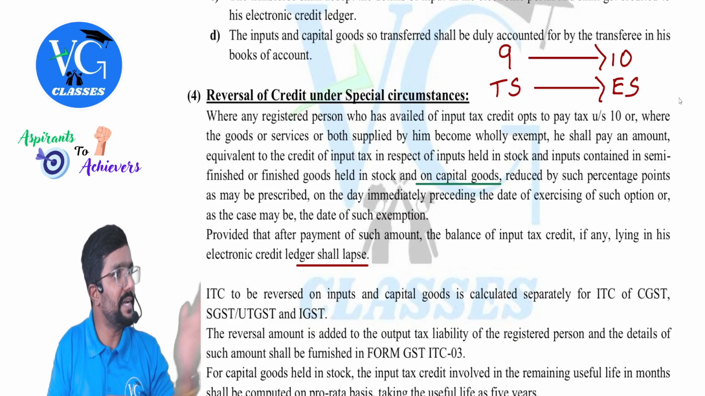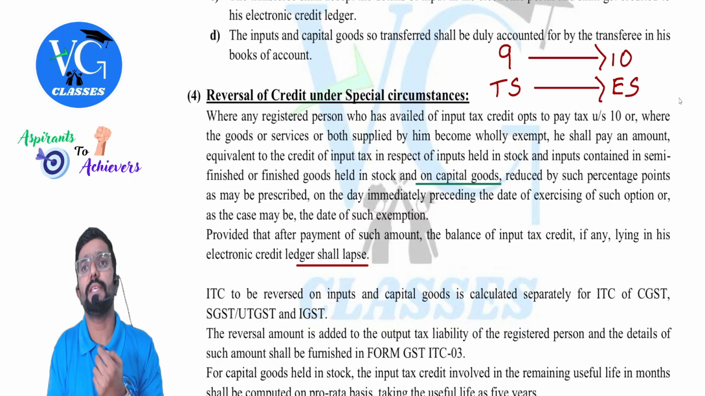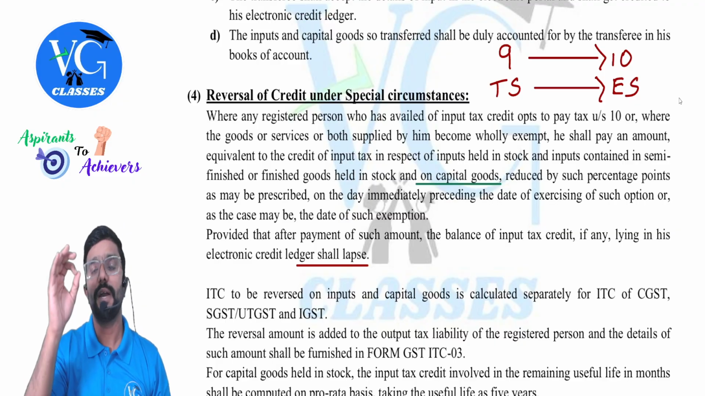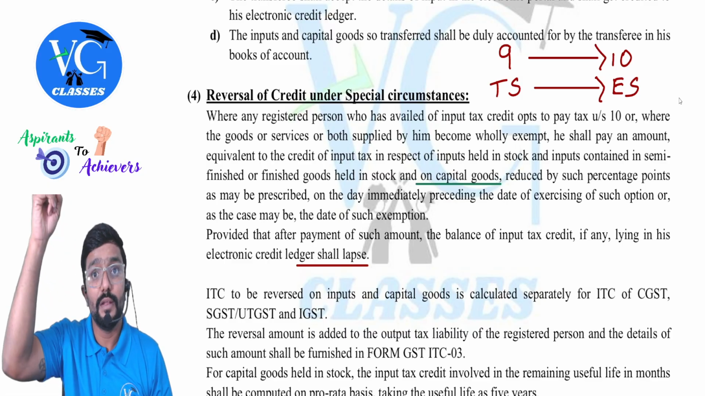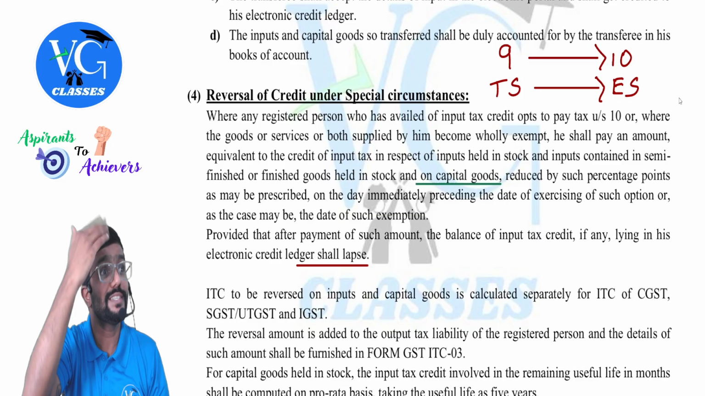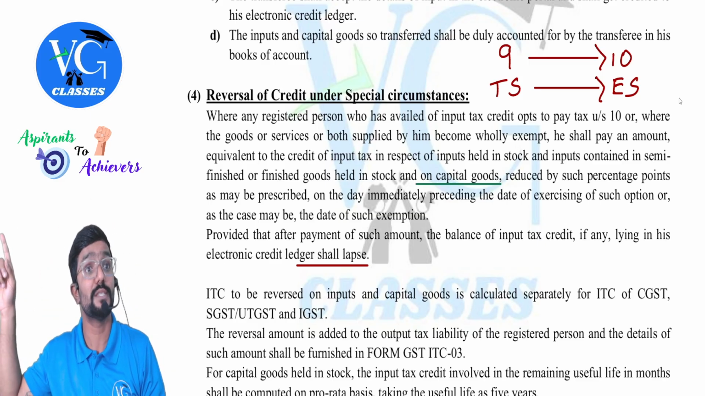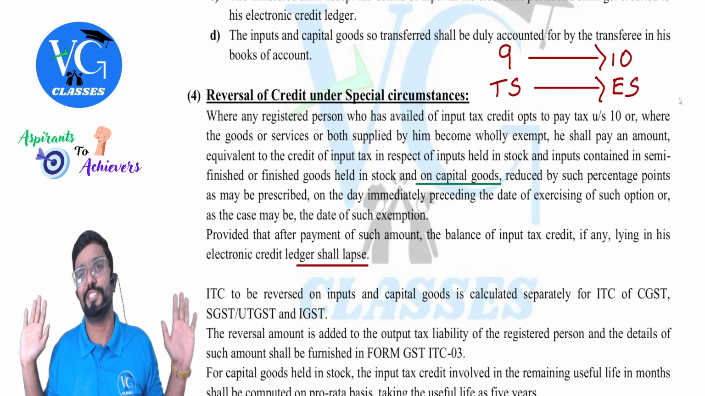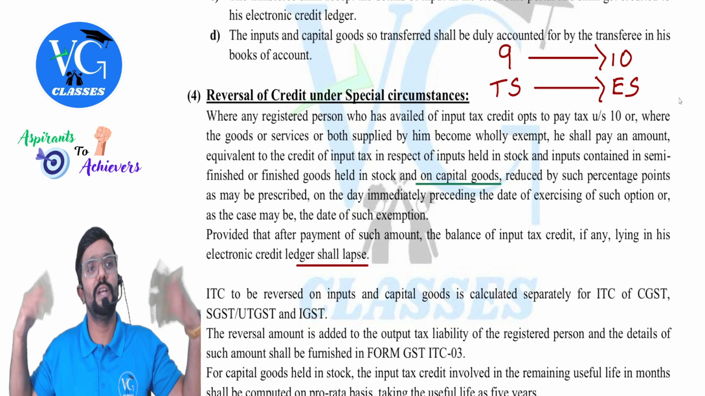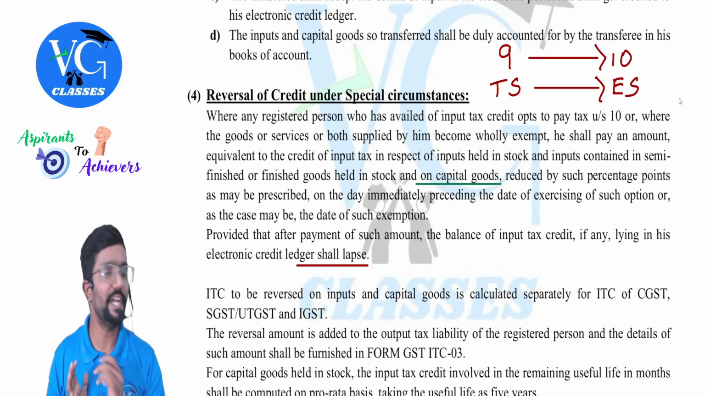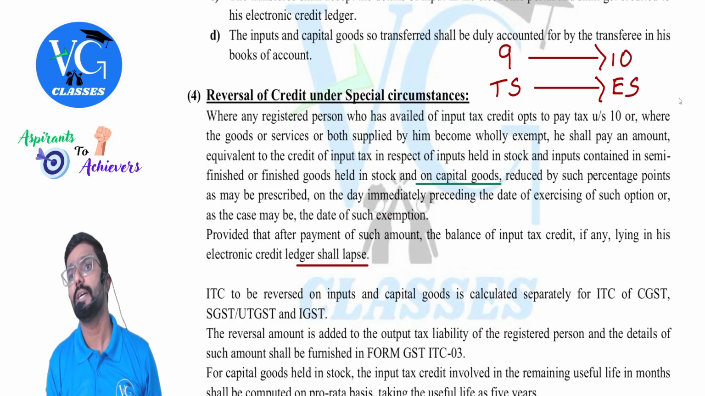I would have already claimed ITC. If I already claimed ITC, what are they telling? Please reverse it. But is the 1 year limit applicable here? No. They are asking you to reverse, boss. For reversal, is it a benefit for the government or a loss? Benefit. They don't put any restriction. Even if it is 1 year older, 2 years older, 5 years older, should I reverse? Yes. I need to reverse if I already claimed credit.